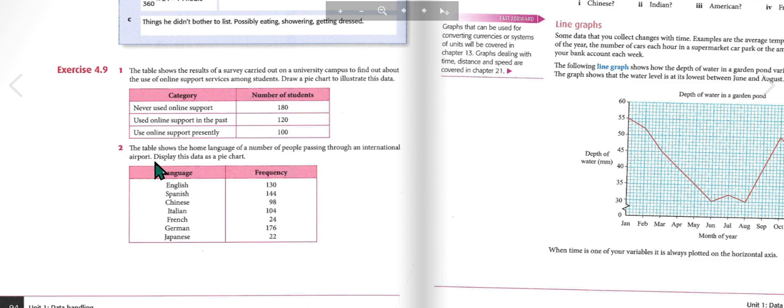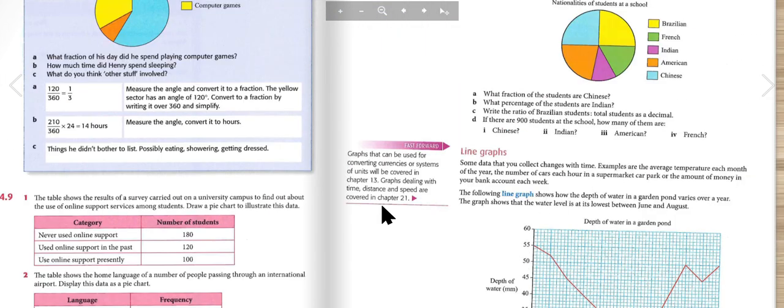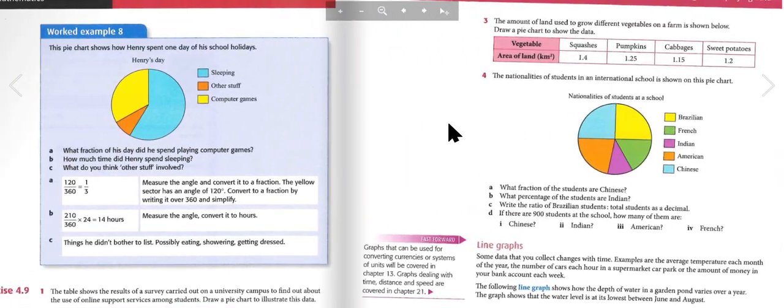This table shows the home language of a number of people passing through an international airport. Display this data as a pie chart. The amount of land used to grow different vegetables on a farm is shown below. Draw a pie chart to show the data.